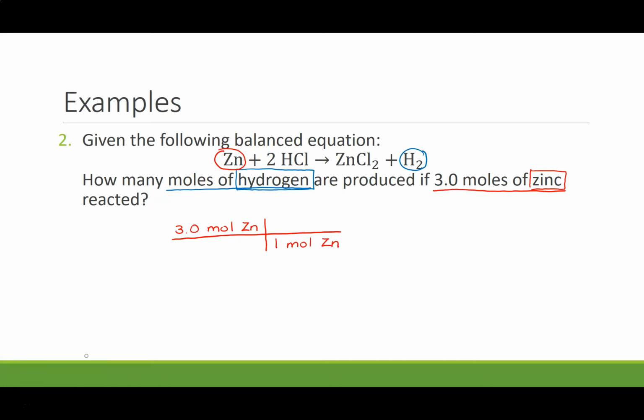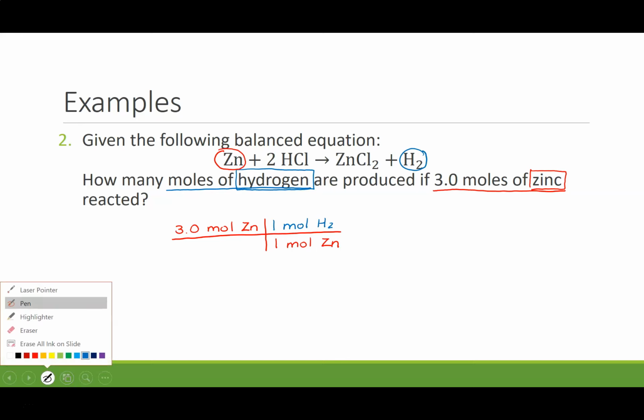And now we look at the coefficient in front of H2. The coefficient in front of H2 is also 1. That means 1 mole of H2. We'll put that on the top. What this does is it allows us to cancel out moles of zinc. And now all I need to do is skip on to the next step.